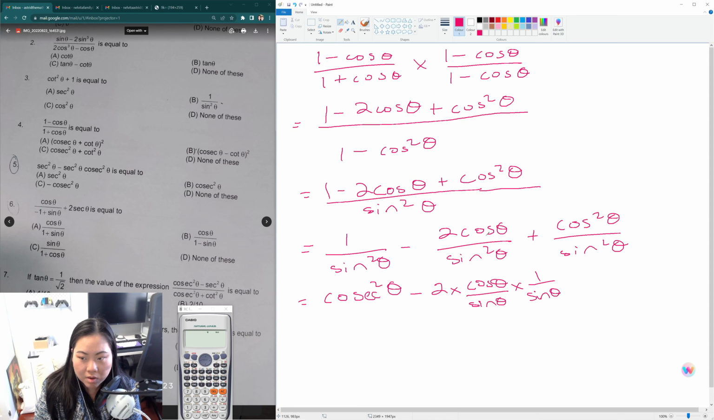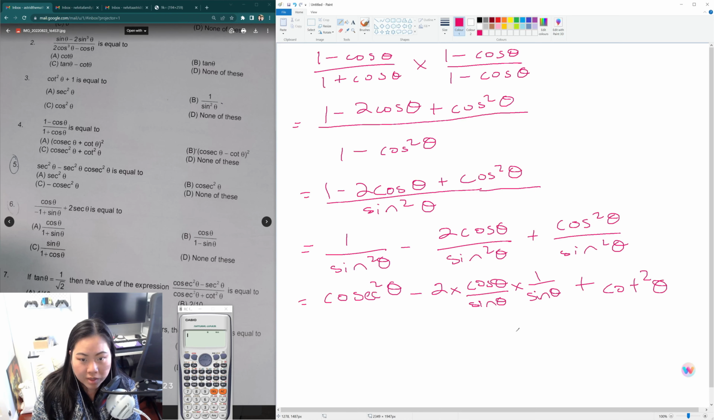2 times cos on sine times 1 on sine. If you times them all together, you're going to get that again. Plus, this last one is cot squared theta. So we have our cosec squared theta and our cot squared theta, plus we have this middle value over here. So we can rule out option C. It's not C because we have an extra value in the middle.